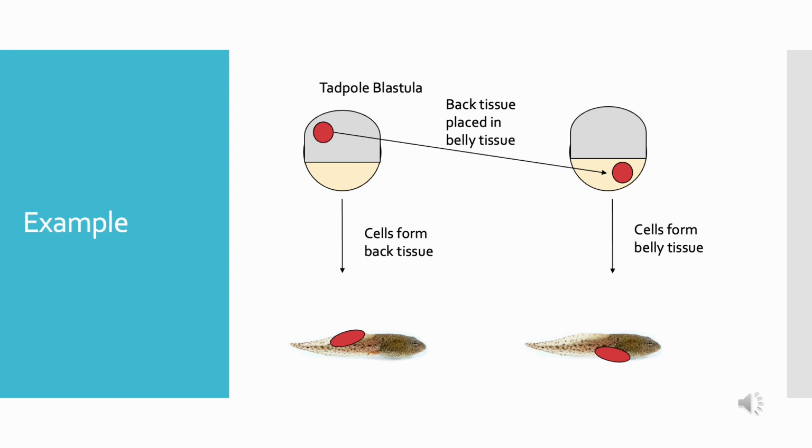In this example of conditional specification, we see a tadpole blastula, and we can see the difference in development between back and belly tissue. So we see in a normal blastula that back cells will form back tissue, but when that back tissue is transported to belly tissue, it will ultimately form belly tissue due to what cells are in proximity to the tissue inserted.